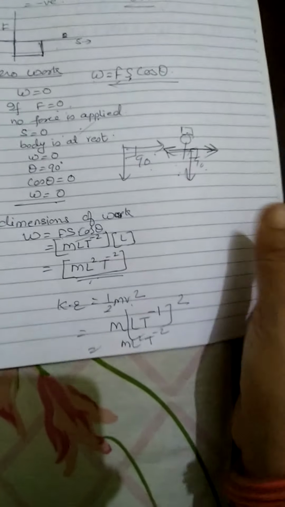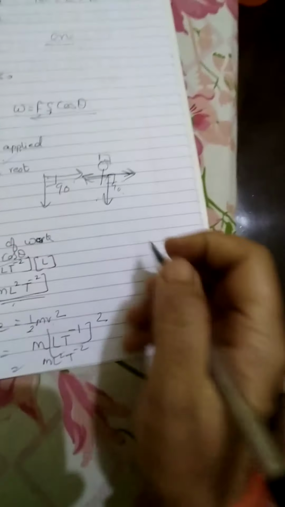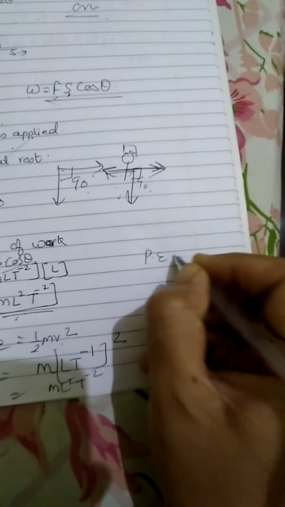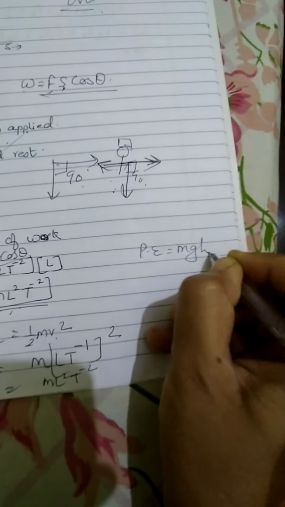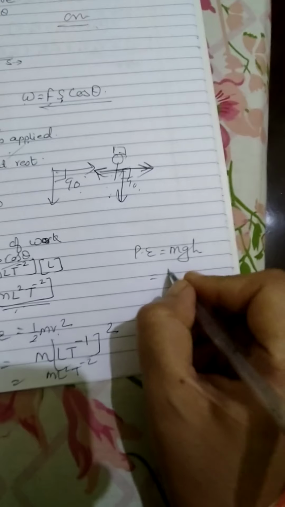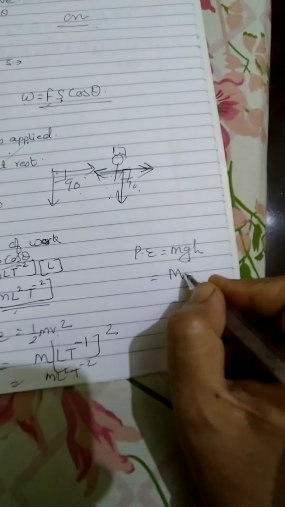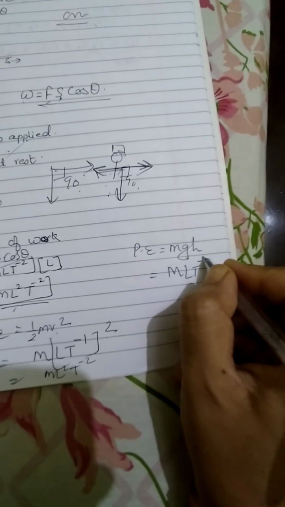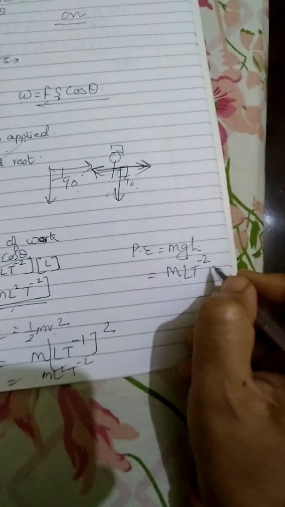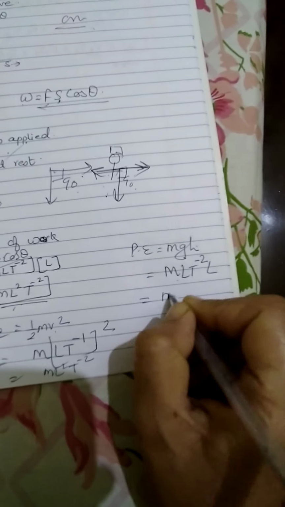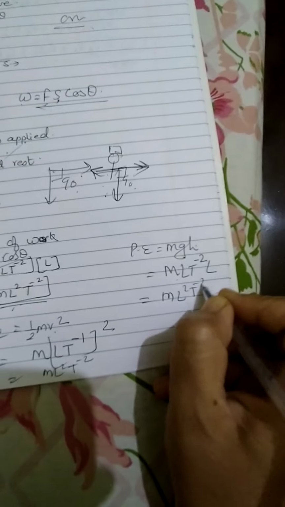Or if you are doing it by potential energy, what is potential energy? Potential energy is mgh. m is mass M, g is acceleration due to gravity, and h is L. So see, the dimensions come out the same. So by any formula you can calculate the dimension.